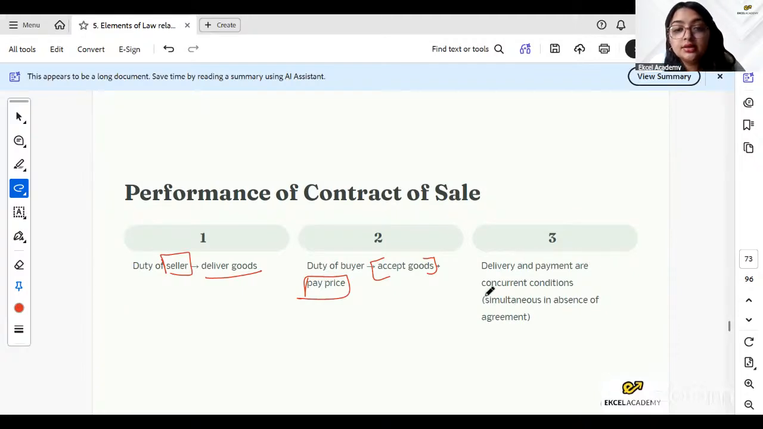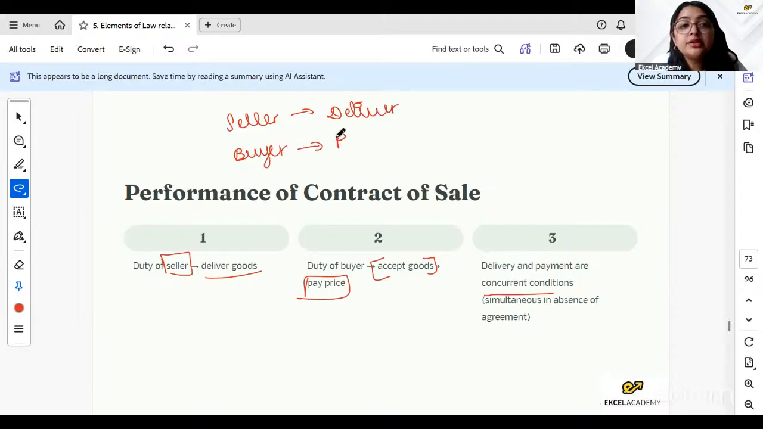Delivery and payment are concurrent conditions, that is, simultaneous in the absence of agreement. That is irrespective of any additional conditions that are added. Delivery and payment is something that is understood by default. Your seller is liable to deliver the goods, and your buyer is liable to pay for the goods. So it is very important to understand that even if there is no express agreement of sale, these are implied or concurrent conditions that exist in every contract of sale.